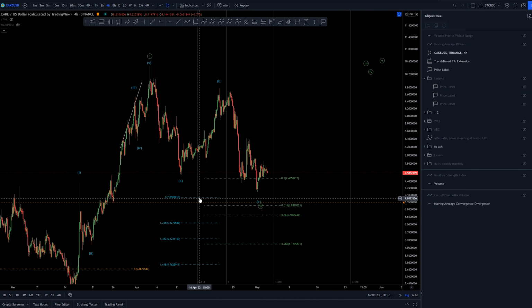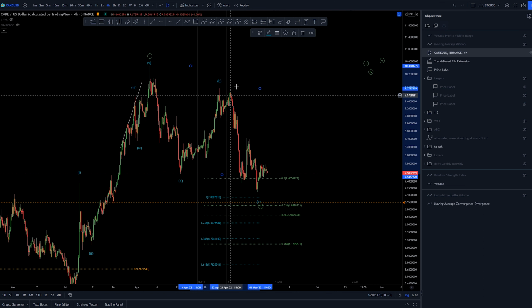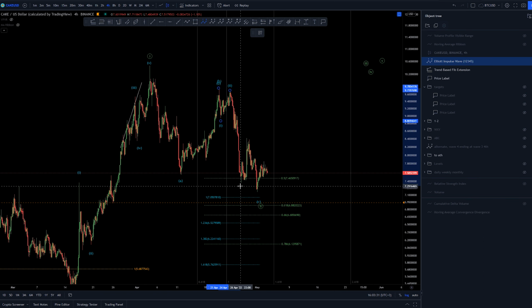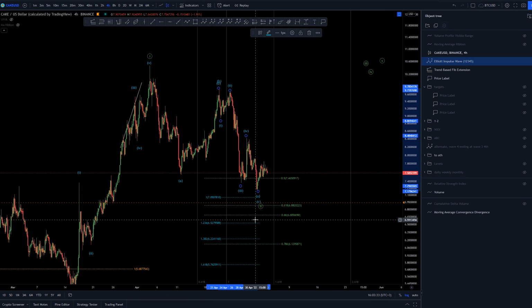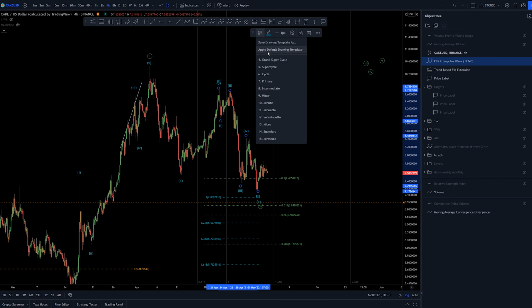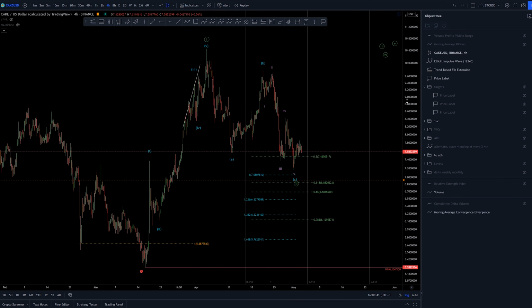We almost came down to the 1-to-1 extension of this retracement for the ABC. We got a sort of a nice looking wave structure for wave 4 here, 1, 2, 3, 4, 5 into the C wave. So this, again, it's a possibility.